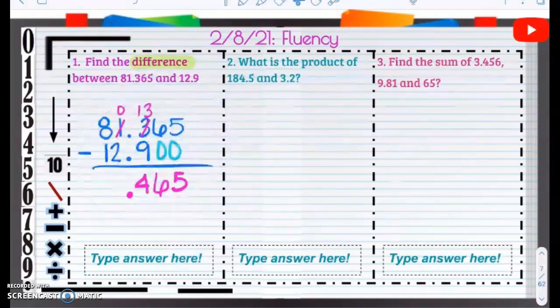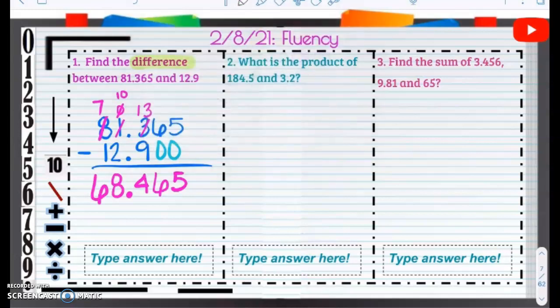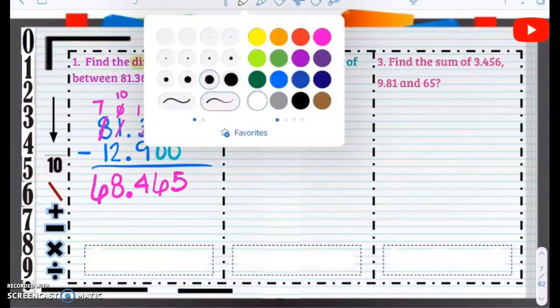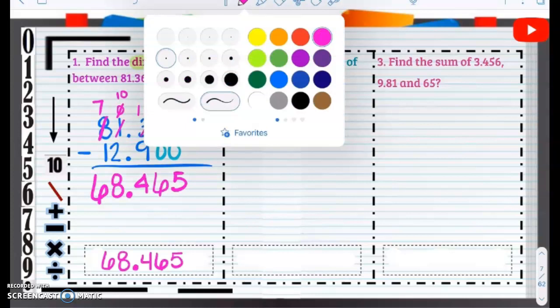I am going to move this down a little bit. 0 minus 2 you can't do, so that 8 becomes a 7 to make that 0 a 10. 10 minus 2 is going to be 8. 7 minus 1 is 6. So our answer here is going to be 68 and 465 thousandths. All right, let's do the next one.